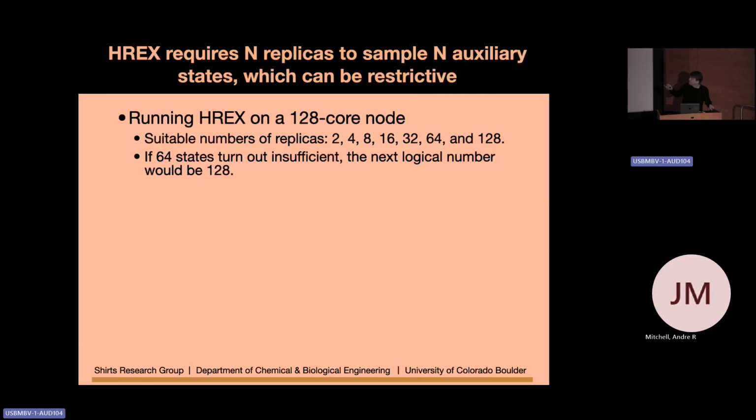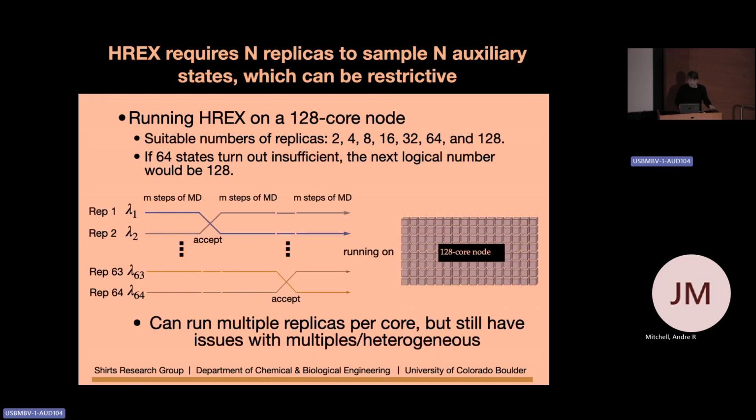It's pretty easy, if you have 2 replicas, 4 replicas, to figure out how to allocate processes between the number of states that you have to run and how many cores per state. So if 64 states are insufficient, the next logical number is 128. You're leaving out these cores here and there. It gets sort of messy. Yeah, you can run multiple replicas per core, but there are still issues. There are a lot of communications issues, a lot of planning issues.